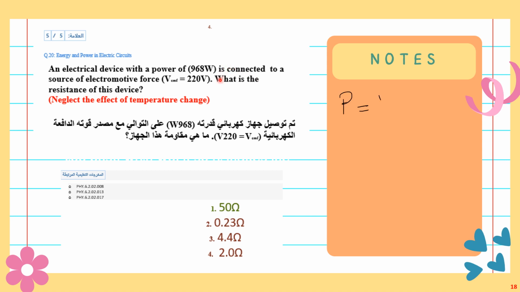So what do you think the equation is? Yes, power is equal to V square over R. Asking for R, you need to arrange the equation. So R will be equal to V square over P, and the answer is 50 ohm.